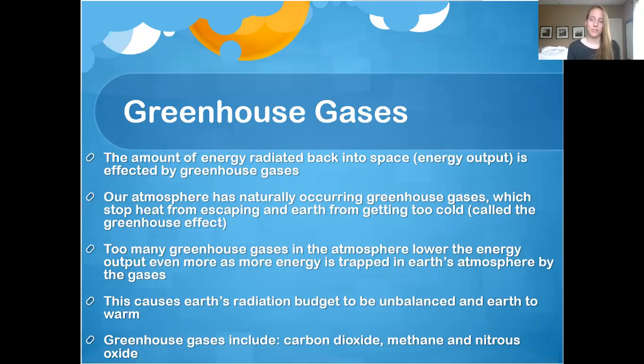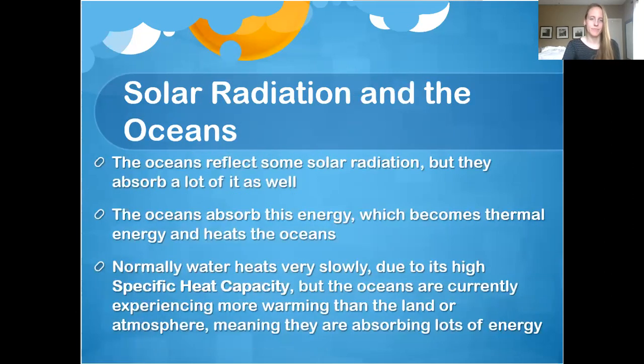So what is essentially attributing to Earth's unbalanced radiation budget right now is the increase of greenhouse gases. Greenhouse gases include things like carbon dioxide, methane, nitrous oxide, sulfurous oxide, those kinds of things. The oceans do reflect some solar radiation, but they absorb a lot of it as well.